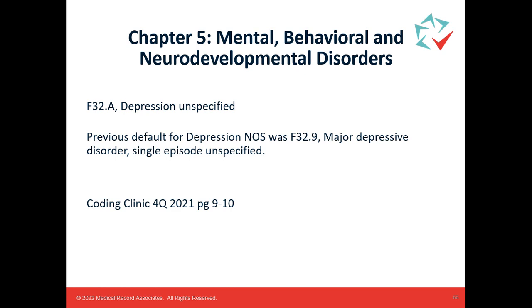Another Coding Clinic from 2021 gives a little more information on depression. The previous default was F32.9, but now we have a new code, which is F32.A, depression unspecified. So no longer does just the diagnosis of depression go to major depressive disorder, single episode unspecified. We always thought that was kind of not funny, but an unspecified code going to such a specific description seemed a little awkward. So now we do have that unspecified depression code.